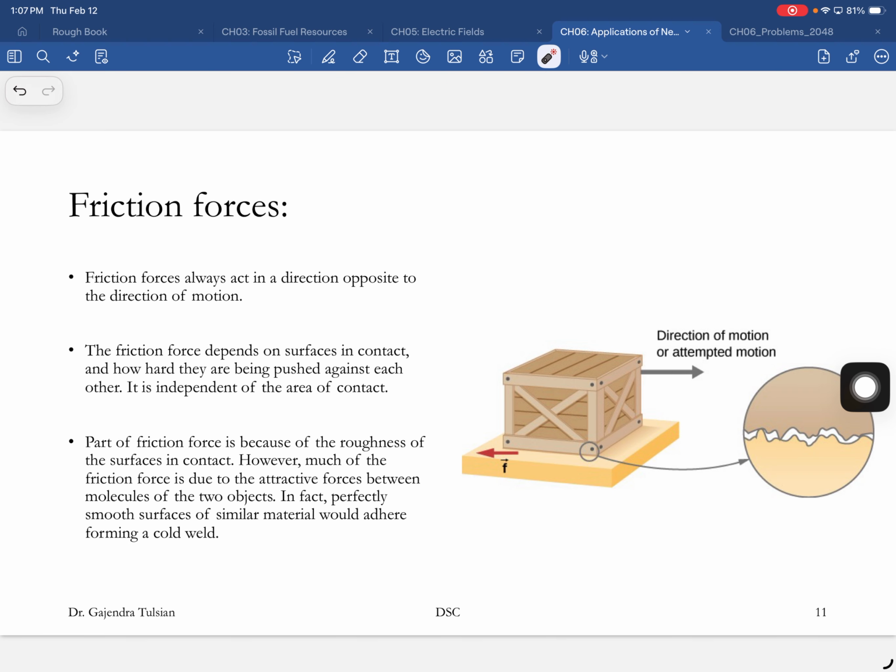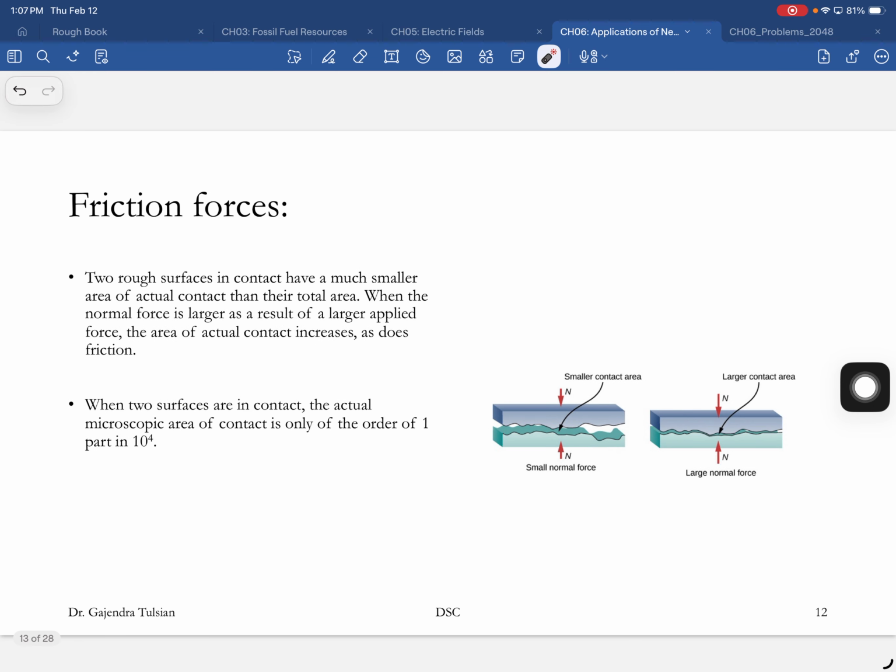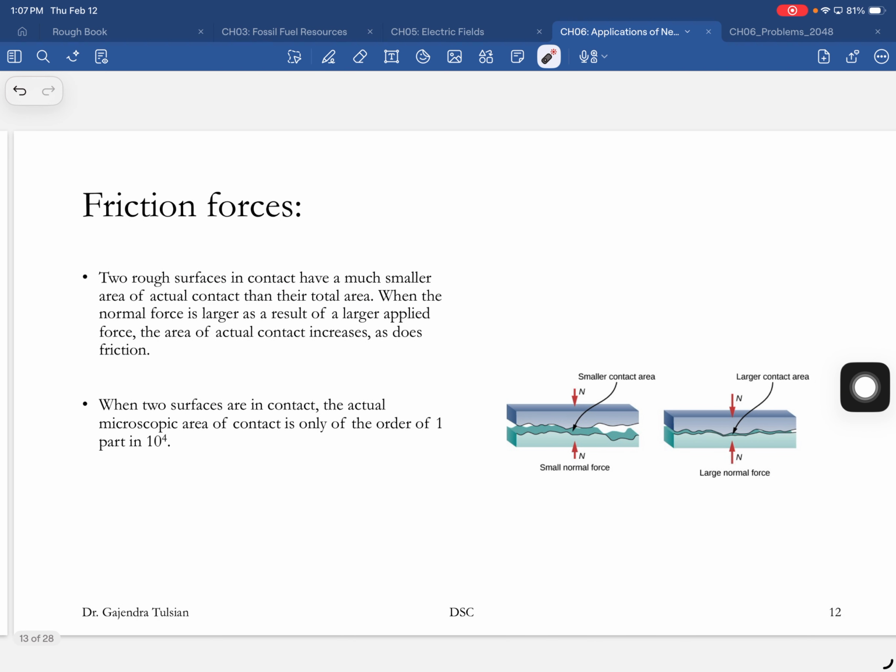And here's an interesting point. When two surfaces are in contact, the actual microscopic area of contact is only of the order of 1 part in 10,000. Okay. So for this book on the table, this actual surface area of contact is about the point of this pen. Okay. So two surface areas in contact have a much smaller area of actual contact.